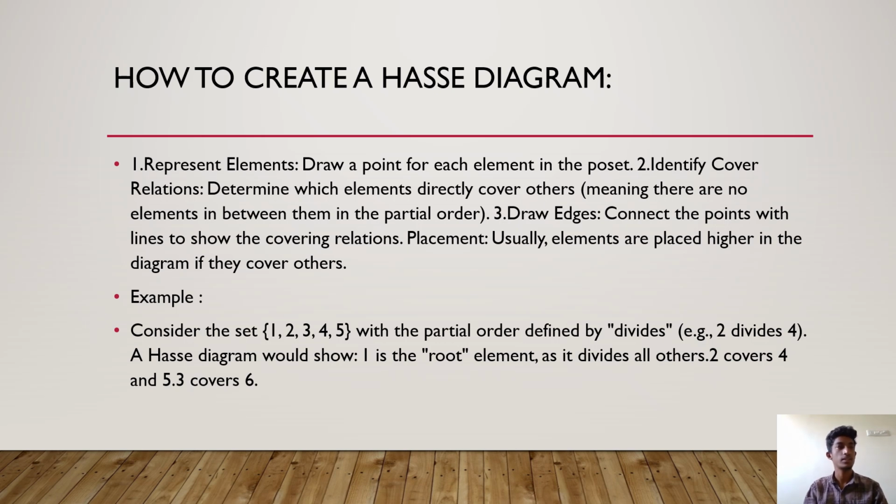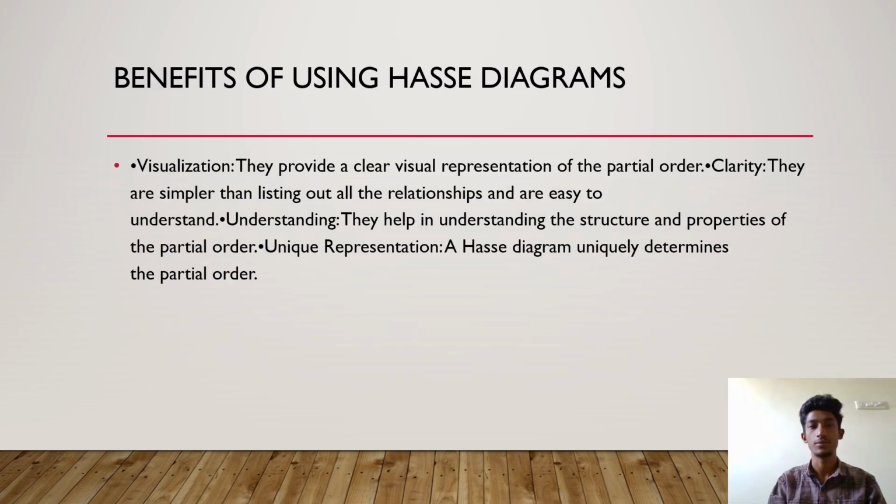For example, consider the set {1, 2, 3, 4, 5, 6} with the partial order defined by divides. For example, 2 divides 4. A Hasse diagram would show 1 as the root element as it divides all others, 2 covers 4 and 6, and 3 covers 6.